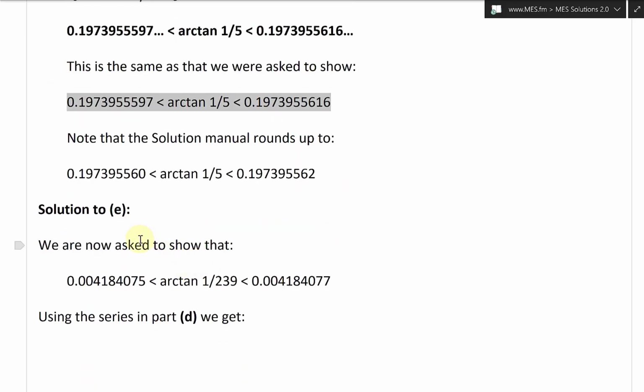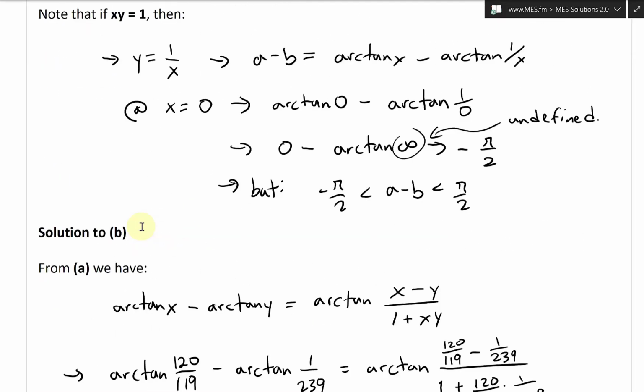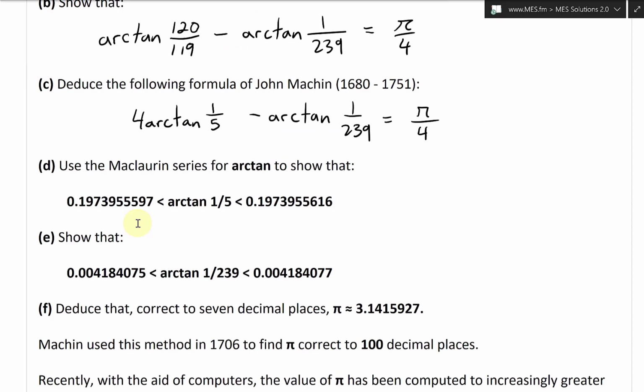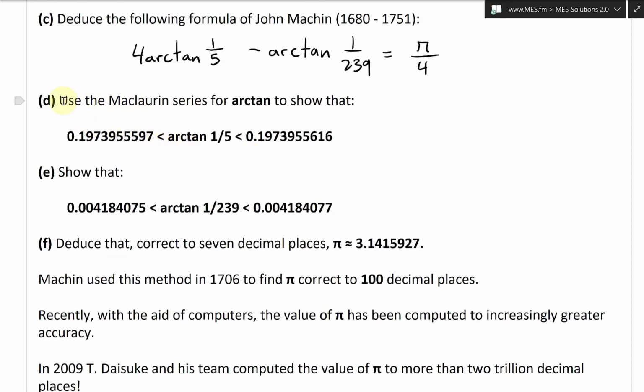So now let's take a look at the solution to part E. Scroll up to part E and see what it's asking us. Part E says show that, and basically it's the same thing as this top one.